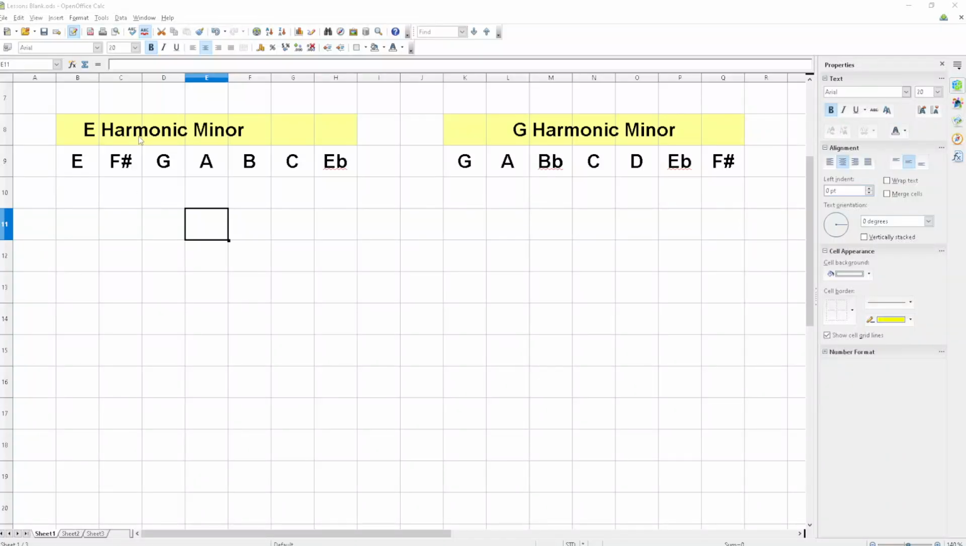It's actually not. The harmony is constructed from the scale that I wanted to practice, and I wanted you to practice, in this case, harmonic minor. Let's have a look at how we got to this chart. Here I have the two scales that I want to practice. I have E harmonic minor, I have G harmonic minor.